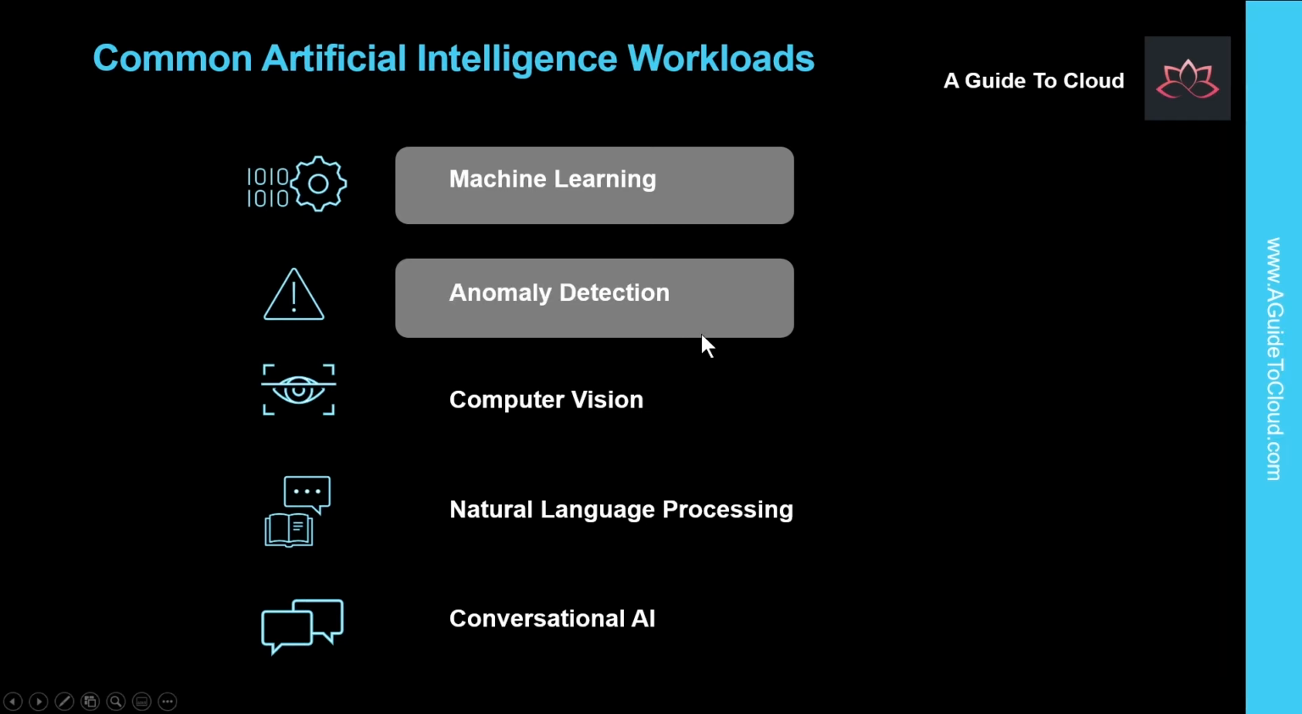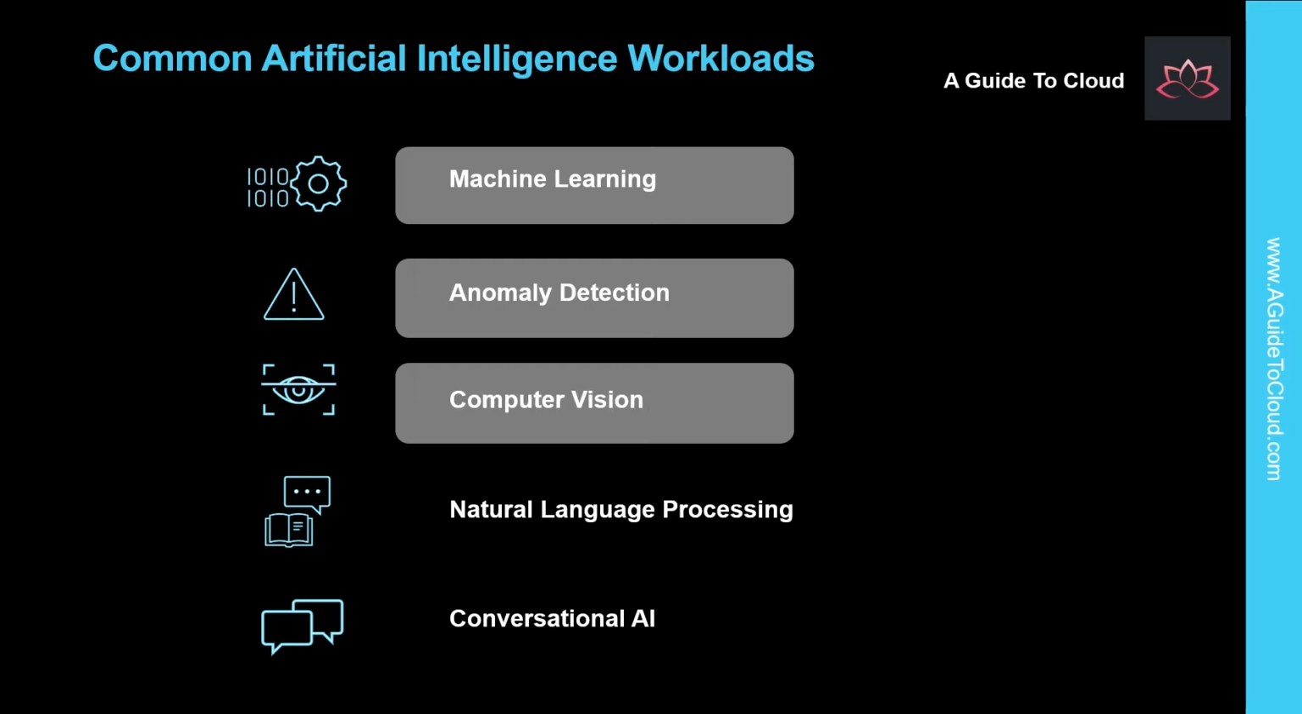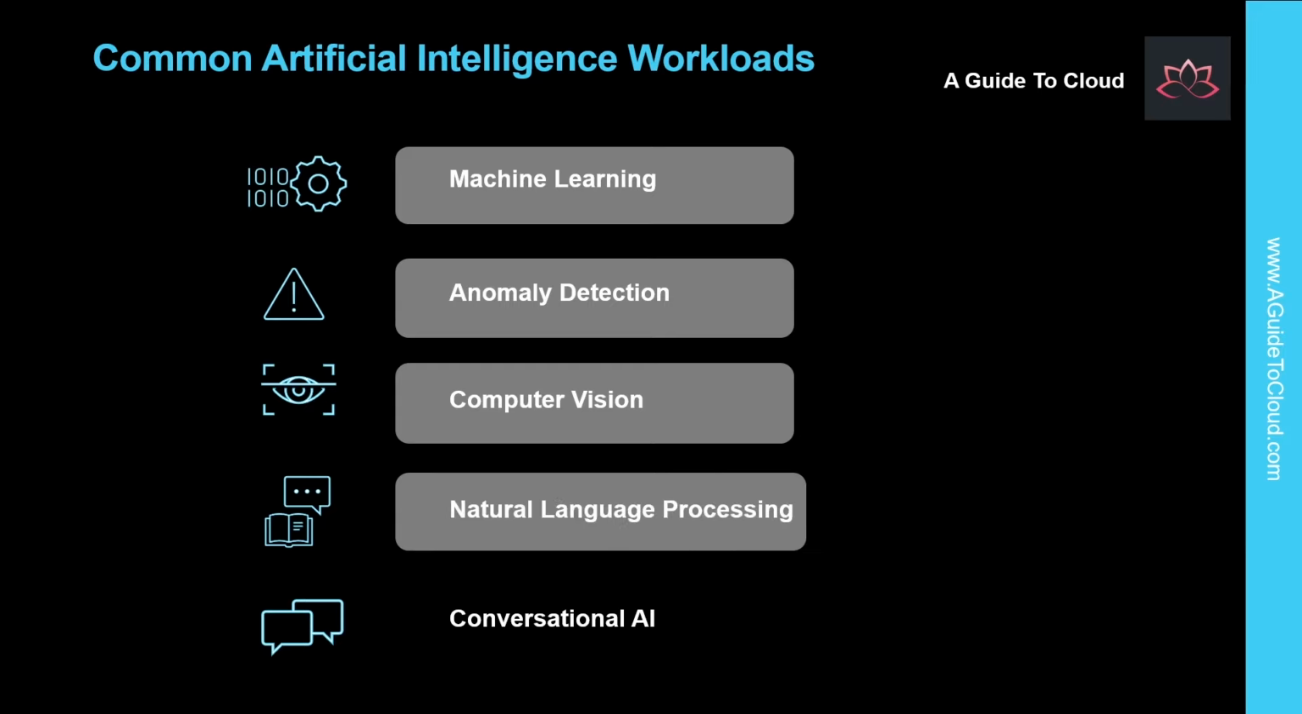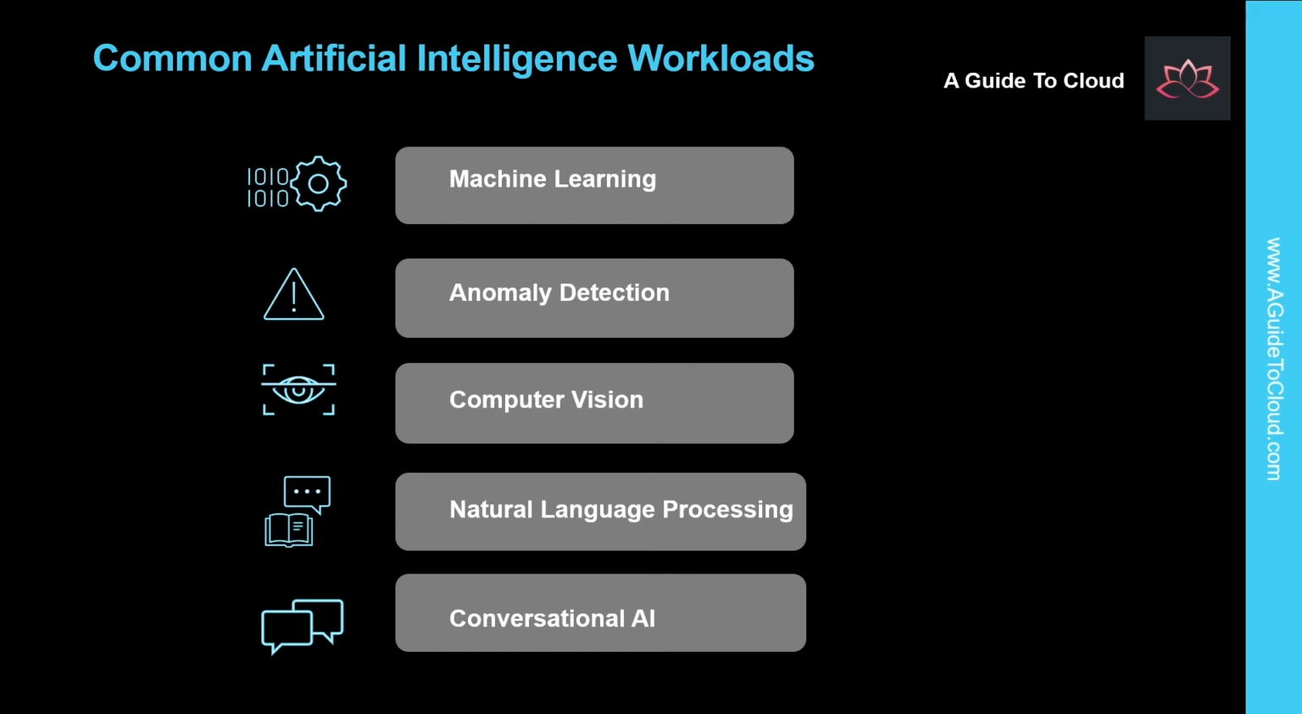What about anomaly detection? Anomaly detection is the capability to automatically detect errors or unusual activity in a system. Computer vision is the capability of software to interpret the world, usually through cameras, videos, and images. Natural language processing, or NLP, is the capability for a computer to interpret written or spoken language and respond in kind. And the last one is conversational AI.